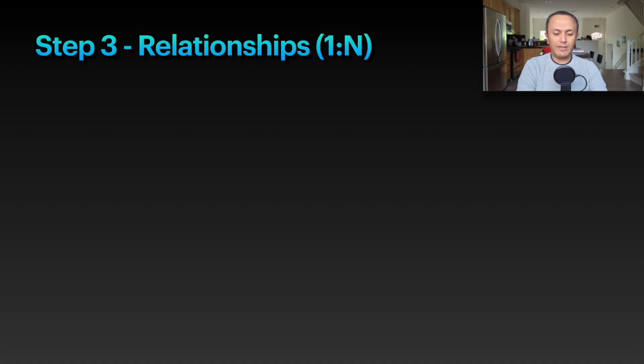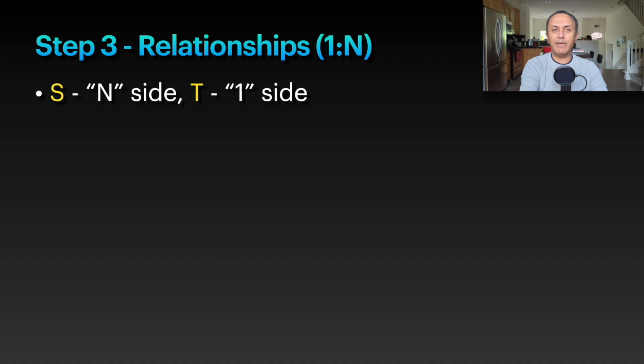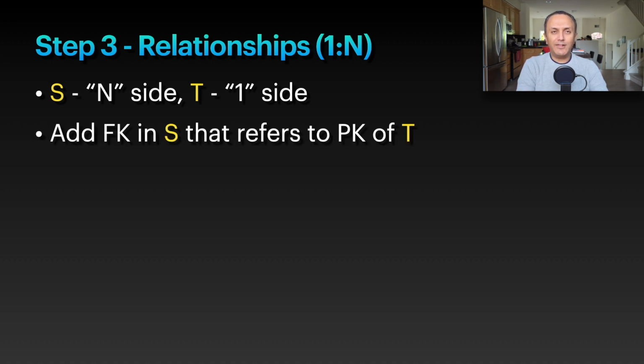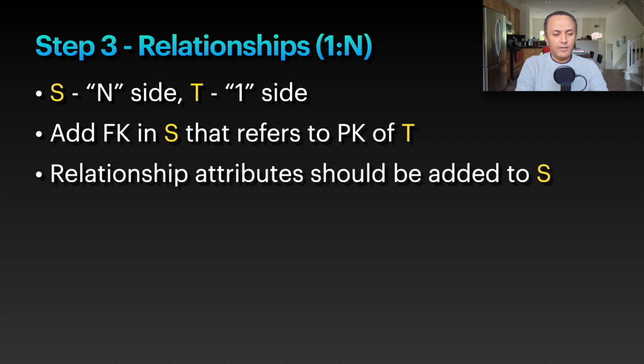For the one-to-many, let's assume that S is the many side and T is the one side. So for that case, we're going to add a foreign key from S to T. So foreign key from the many side to the one side. If the relationship had any attributes, they're going to be added to the S or to the many side.